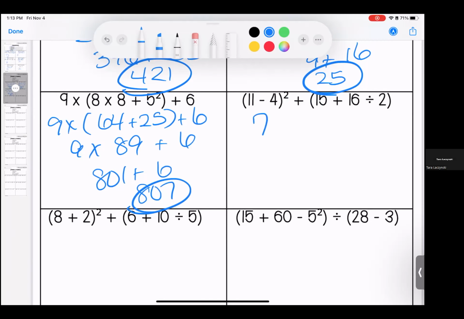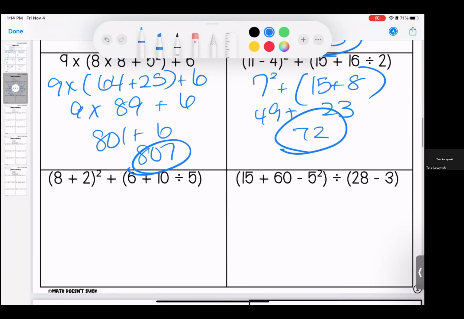11 take away 6 is 7. Or I'm sorry, 11 take away 4 is 7. Bring down our exponent. 15 plus 16 divided by 2. 16 divided by 2 is 8. Bring the 15. 15 plus 8 is 23. 7 squared is 49. 49 plus 23 is 72.